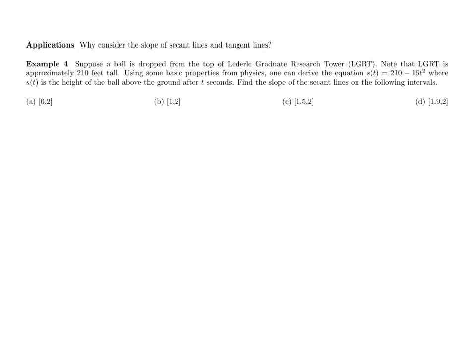It says, suppose a ball is dropped from the top of Leaderly, and that Leaderly is about 210 feet tall. Using some basic properties from physics, you can derive this equation s of t, where s of t is the height of the ball above the ground after t seconds. Let's find the slopes of the secant lines over these 4 given intervals. And let's start with this one here in A.